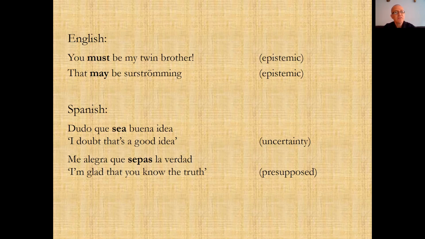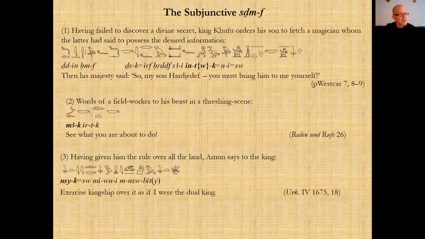Now, where should we then place earlier Egyptian on this typological map of grammatical expression of compulsion and deontic modality? Well, this language did have at least one special, or let's say marked, inflected modal verb form used to express such meanings, and that was the subjunctive sejm f.